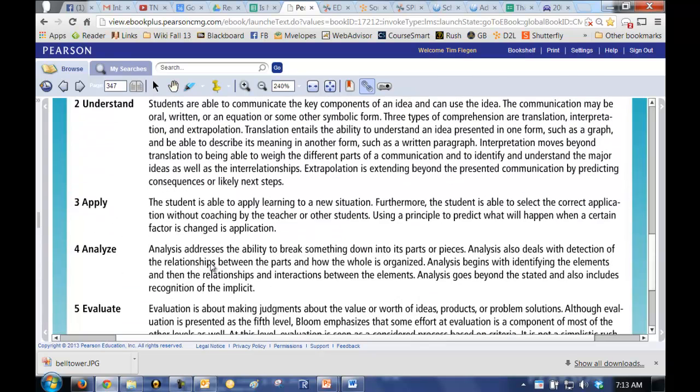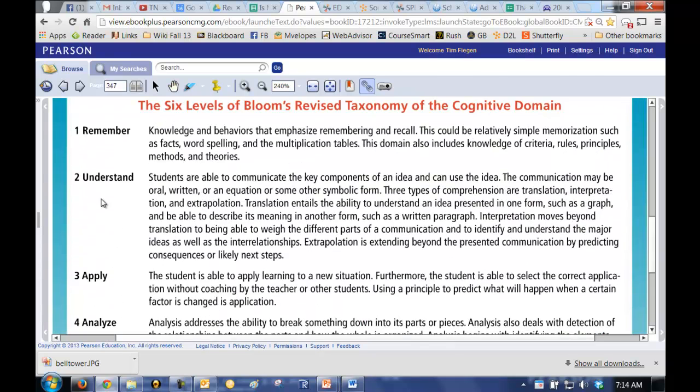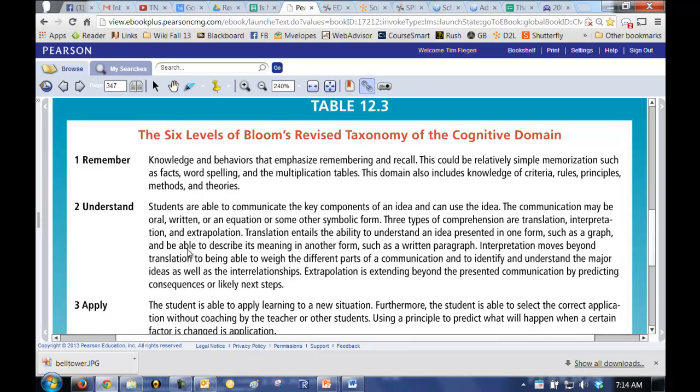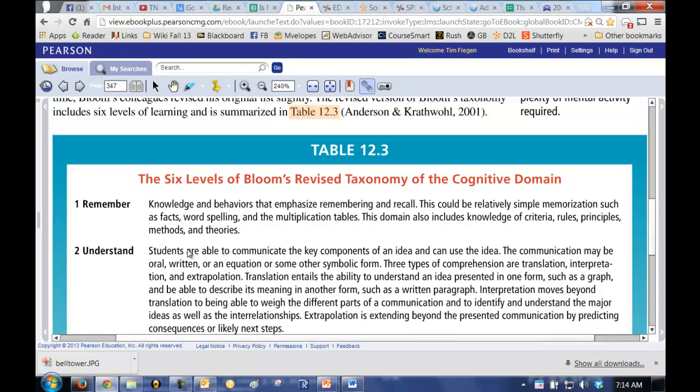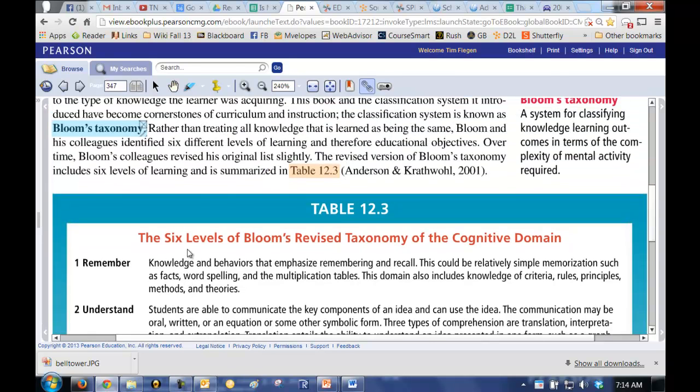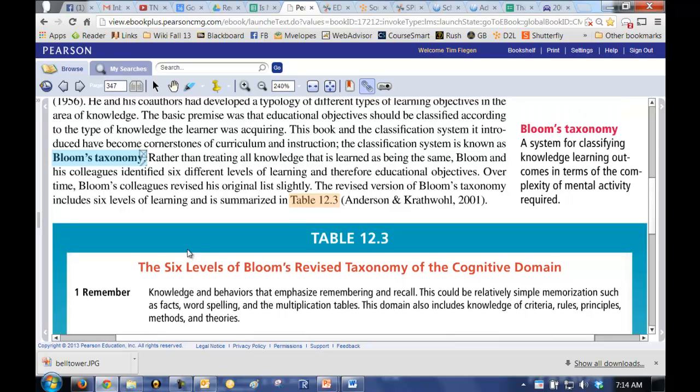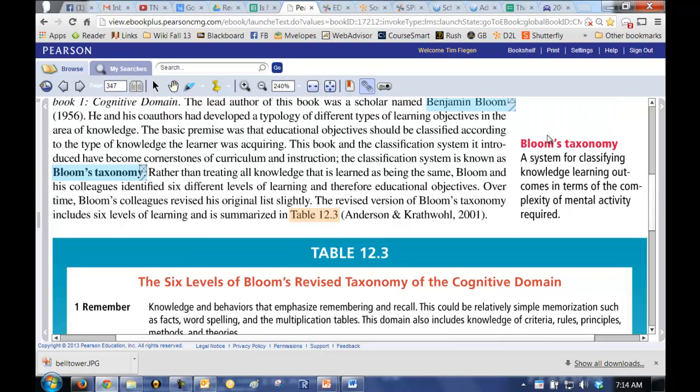And know this: you have to go through these in a learning process in order. That was Bloom's contention. And so you'll decide what level is being done. So it's Bloom's over here, a system of classifying knowledge, learning outcomes in terms of complexity of mental activity required.